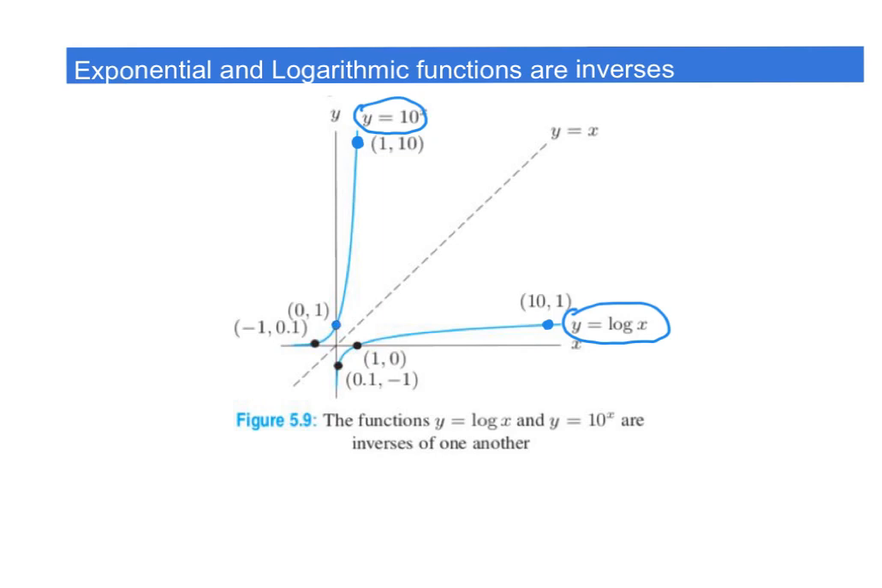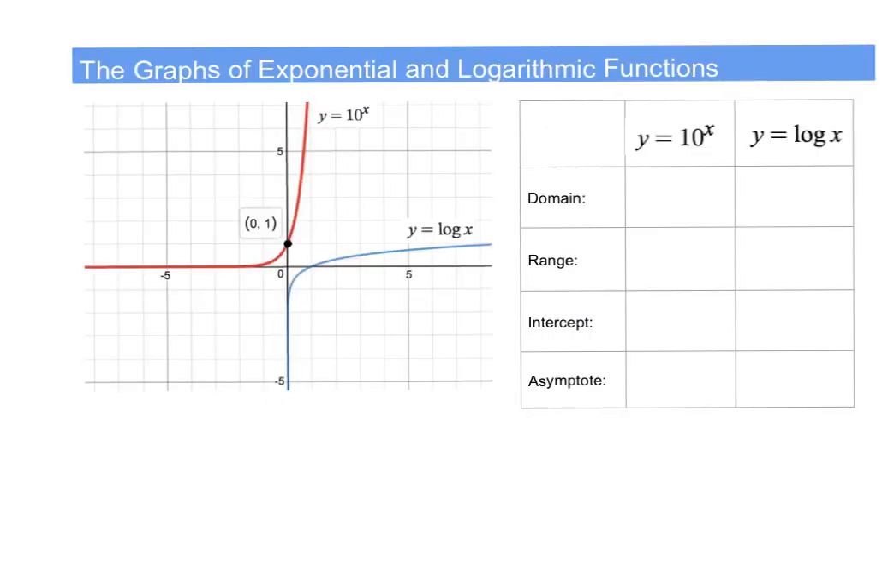On the exponential graph, I have 0, 1. On the log graph, I'm going to have 1, 0. And on the exponential graph, if I have negative 1, 0.1, I'm going to have 0.1, negative 1 on the log graph. And the domains and ranges are going to be flipped. So on an exponential graph, 10 to the x, the domain of 10 to the x is all real numbers, which means that the range of log base 10 of x is going to be all real numbers.